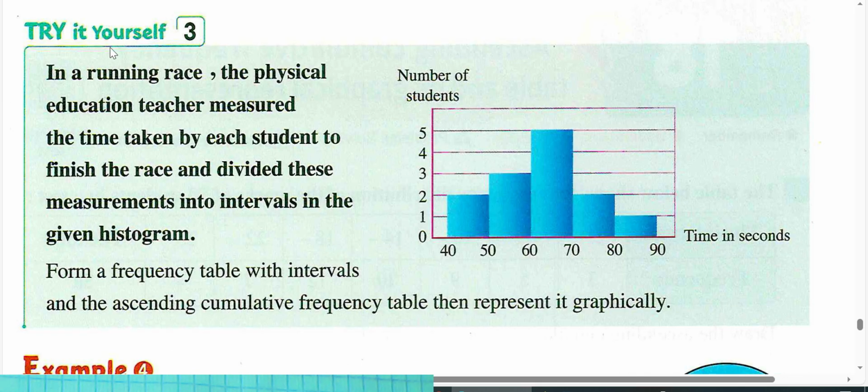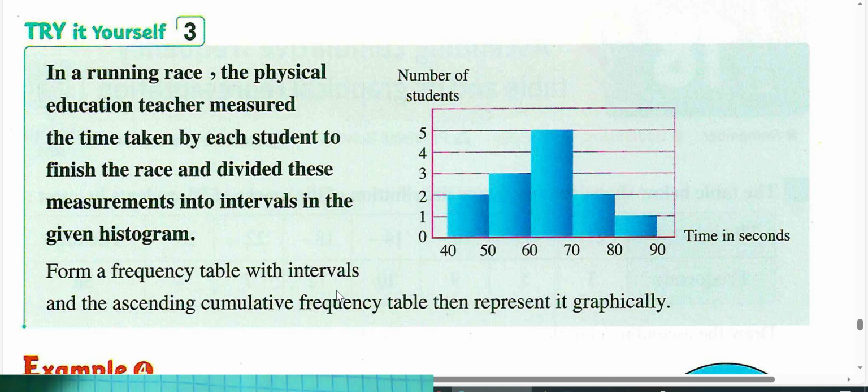Exercise number 3. Running race. The physical education teacher measured the time taken by each student to finish the race and divided these measurements into intervals in the histogram. Form the frequency table with intervals and the ascending cumulative frequency table independently.